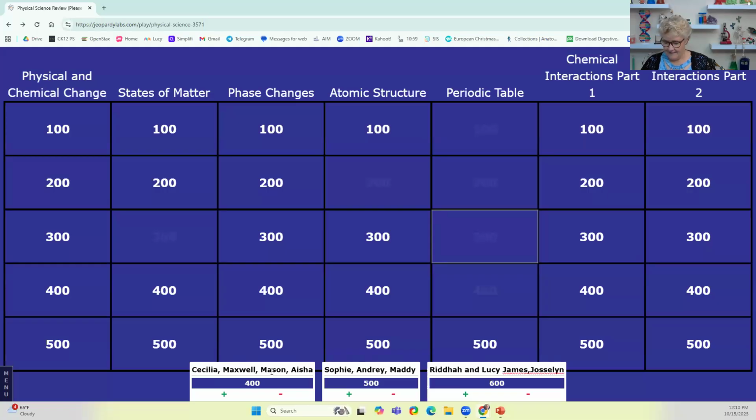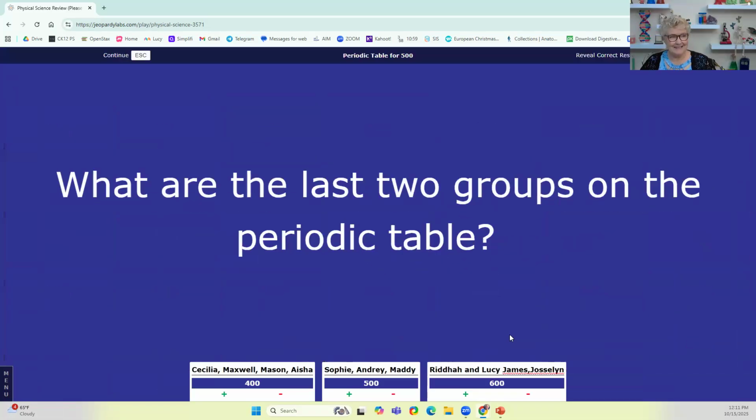Mason? I will do periodic table for 500 points. Periodic table for 500. Ooh, let's see here. What are the last 2 groups on the periodic table? Okay, Rita, you can't answer, so your hand needs to be down. All right, Aisha. Noble gases and halogens.